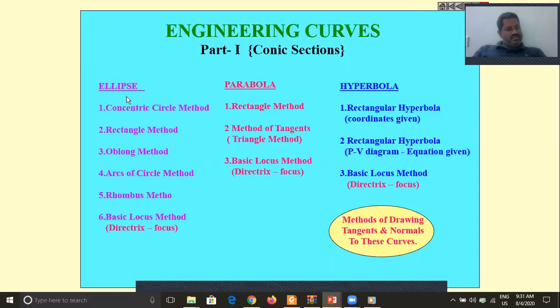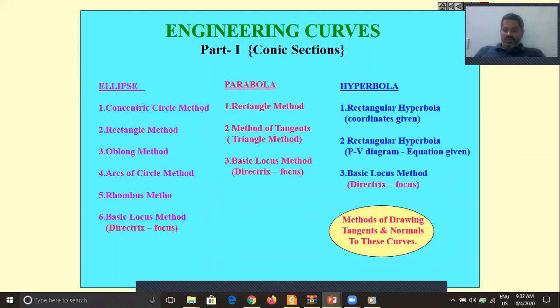Ellipse can be generated by different methods: the concentric circles method, rectangle method, oblong method, arcs of circles method, rhombus method, and basic locus method. In the coming parts, we will discuss these. In the next session, I plan to discuss the parabola, and also to complete parabola and hyperbola. Whereas in this session, I would like to discuss the different methods to generate an ellipse.